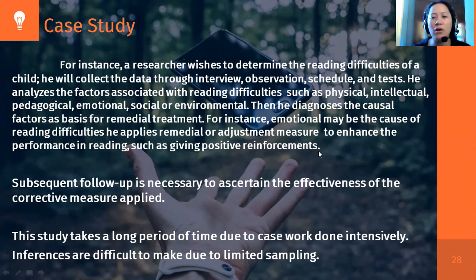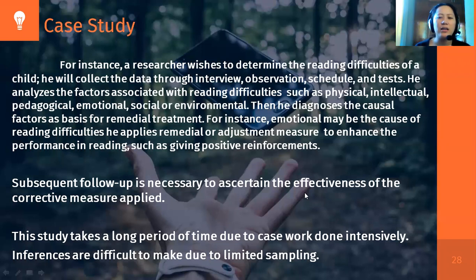This is a very clear example I'm giving you. It's quite long for a PowerPoint presentation, but I really included this example for it to be clear for those who are not familiar with case study. So for instance, a researcher wishes to determine the reading difficulties of a child. He will collect data through interview, observation, schedule, and test. Interview, observation, schedule, of course, you can do that through descriptive design. Test, you are still part of the descriptive design.